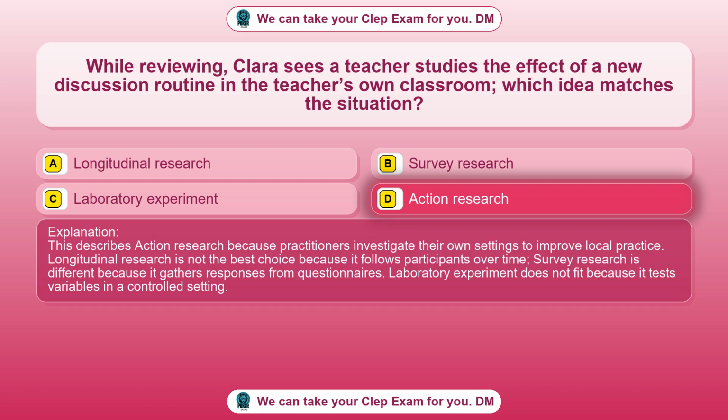This describes action research because practitioners investigate their own settings to improve local practice. Longitudinal research is not the best choice because it follows participants over time. Survey research is different because it gathers responses from questionnaires. Laboratory experiment does not fit because it tests variables in a controlled setting.